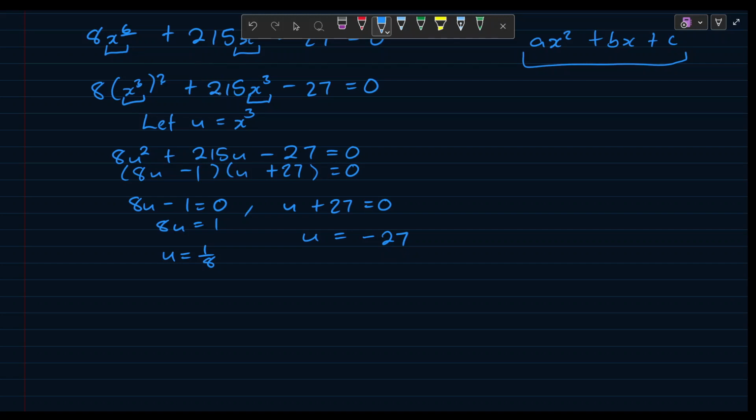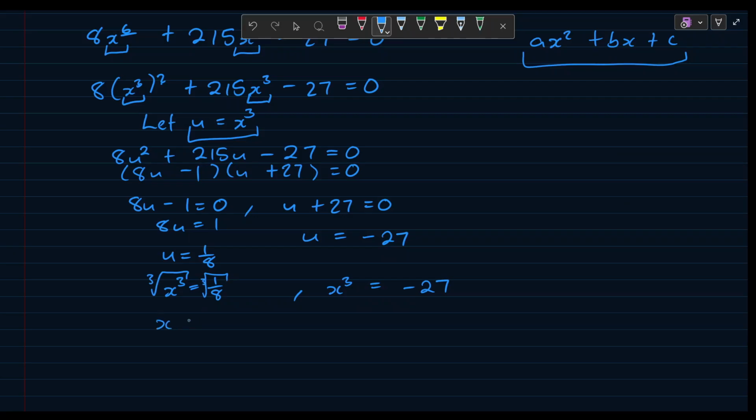Since our original equation was in terms of x, it means we're solving for x. So we're going to reverse our substitution and say that u is x cubed, so this means that x cubed is equal to 1 over 8, and x cubed is also equal to our negative 27. To get rid of the power 3, you have to take the third root. So take the third root on both sides.